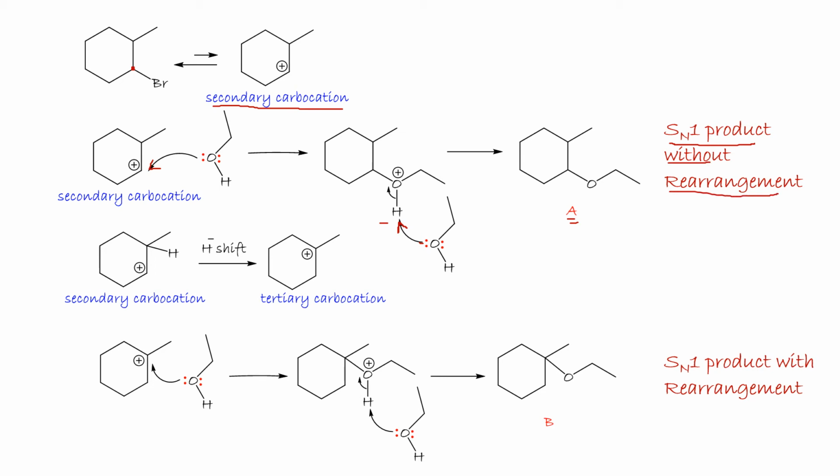Now we have here a secondary carbocation. Hydride shift led to the formation of a tertiary carbocation. Then, after the formation of the tertiary carbocation, nucleophilic attack forms an oxonium ion, again proton transfer to form compound B, that's the SN1 product with rearrangement.